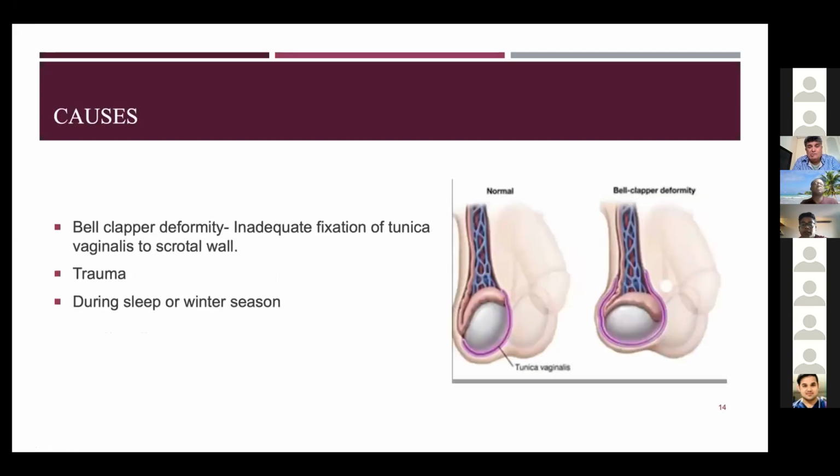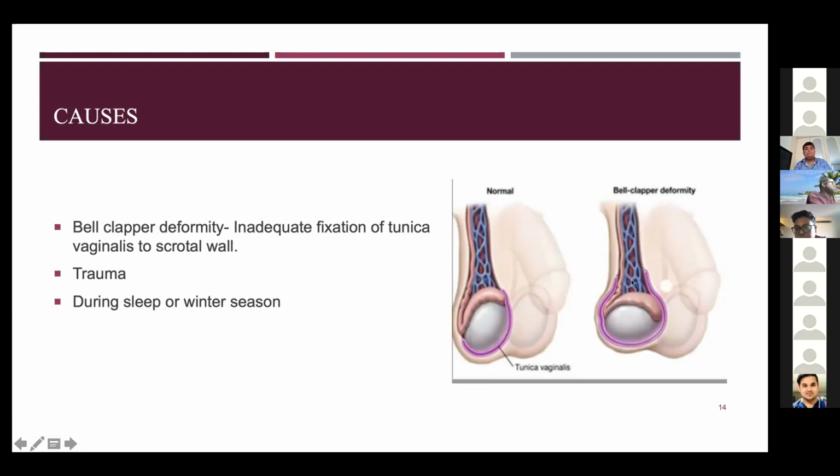So the causes could be idiopathic as well. It can occur during sleep due to ipsilateral contraction of the cremasteric muscle, or in the winter season where cold temperatures induce contraction of the cremaster muscle. A small percentage of patients with trauma can also present with torsion of the testes. And the congenital deformity, also known as bell clapper deformity, is an inadequate fixation of the tunica vaginalis to the posterior wall of the scrotum.